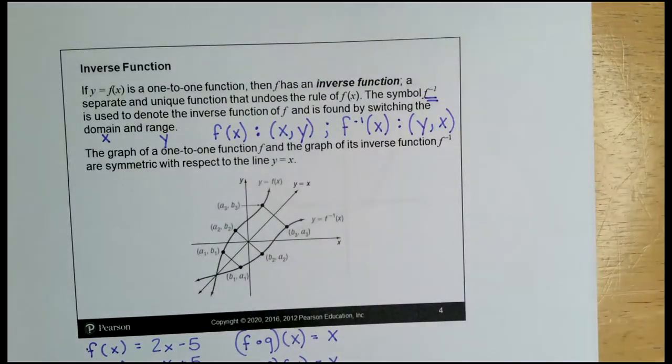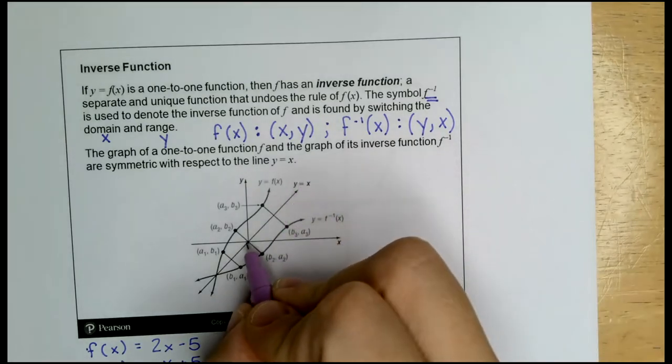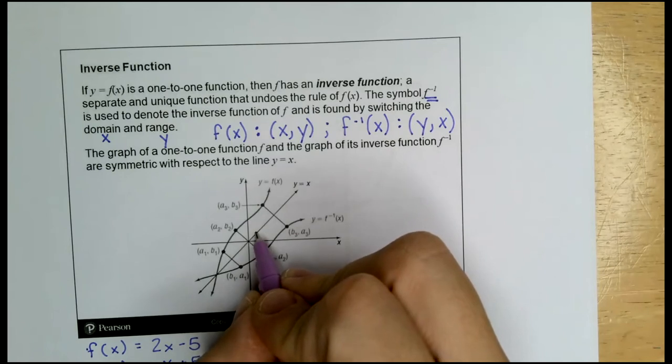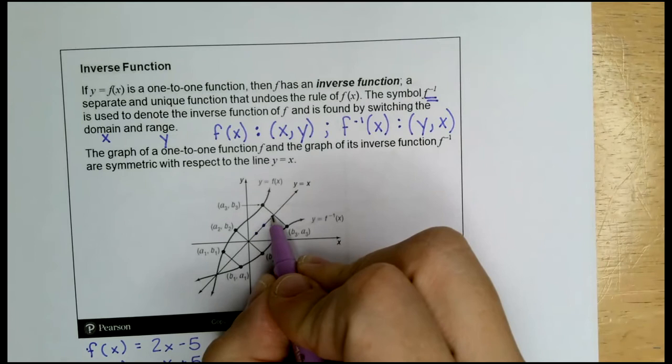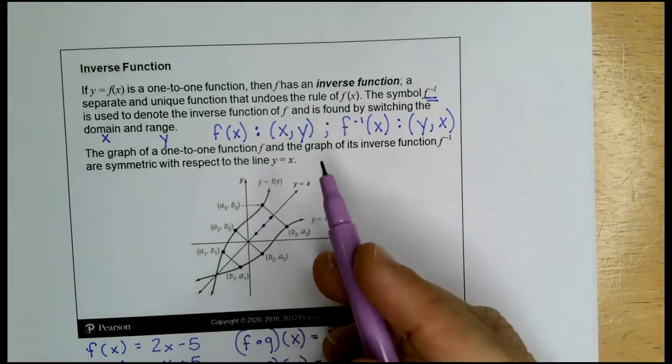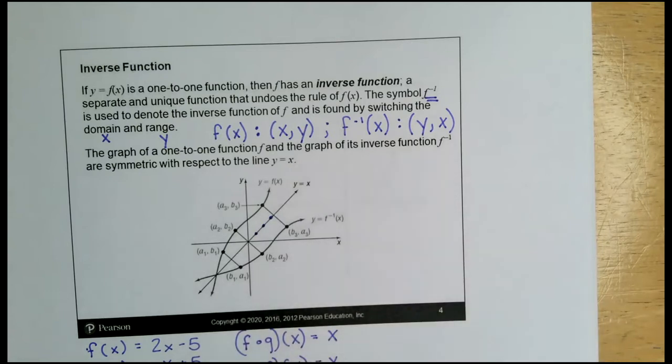The graph of a 1-to-1 function f and its inverse function, f inverse, are symmetric with respect to the line y equals x. Remember, the line y equals x just says that x and y are the same value. So when x is 1, y will be 1. When x is 2, y will be 2. When x is 3, y will be 3. And it follows that line from negative infinity to positive infinity.